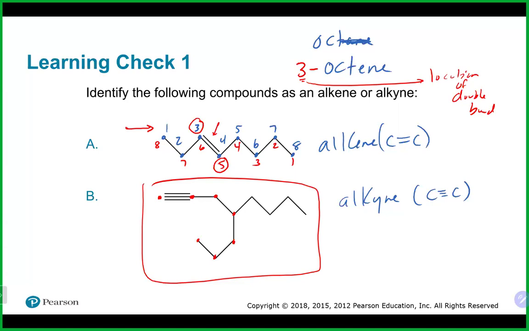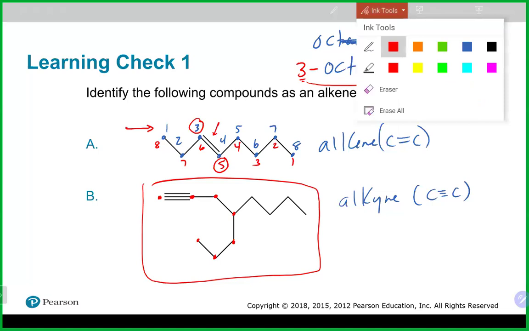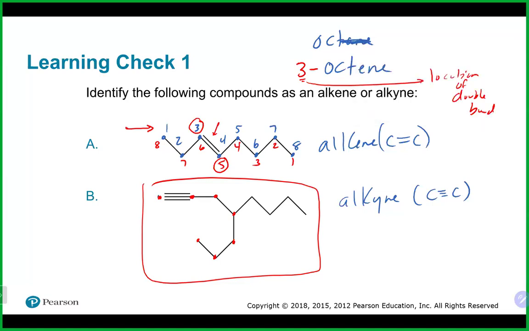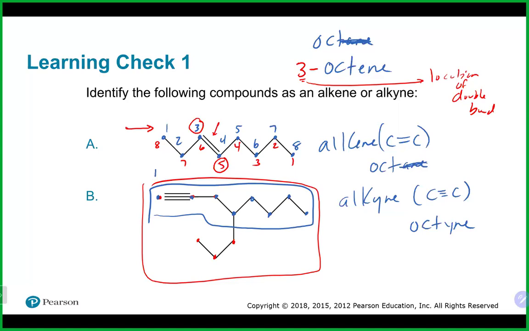So that's 7. Now the other option would be to go straight across. So 1, 2, 3, 4, 5, 6, 7, and 8. It does look like 8 is going to be our longest carbon chain here. That again is going to be based off of octane. Since it has a triple bond, we get rid of the ANE and put YNE, octyne here. Now we need to give the location of the triple bond, which hopefully you can see right off the bat should probably be carbon number 1, right?